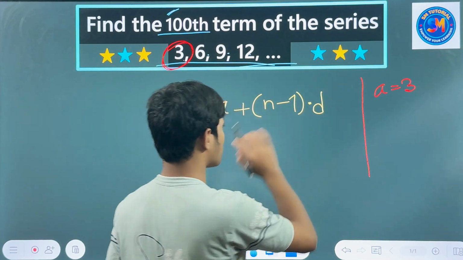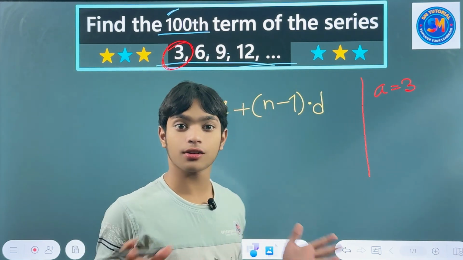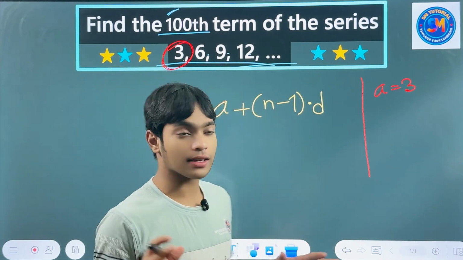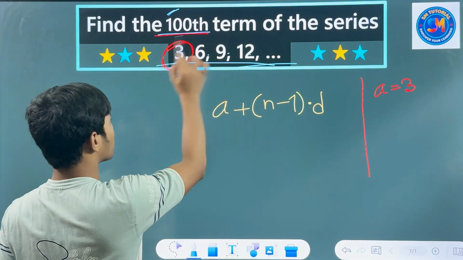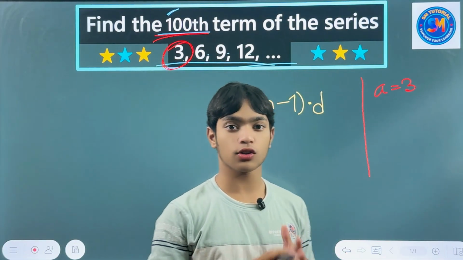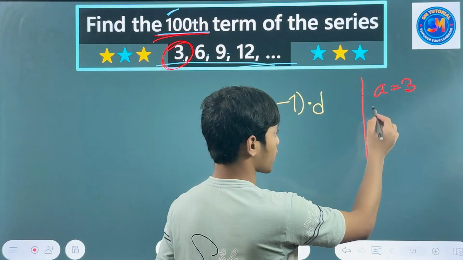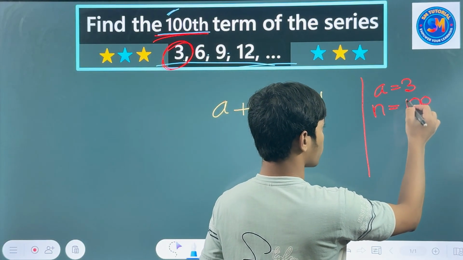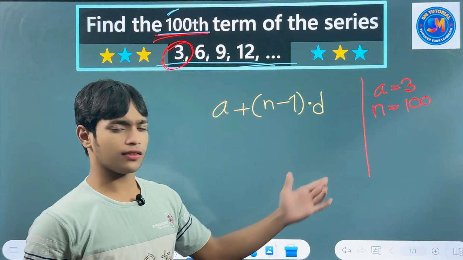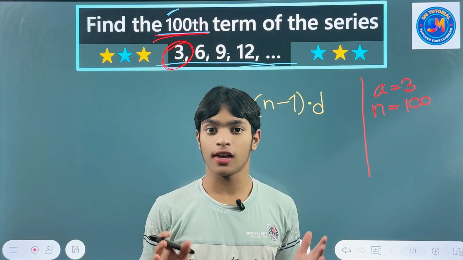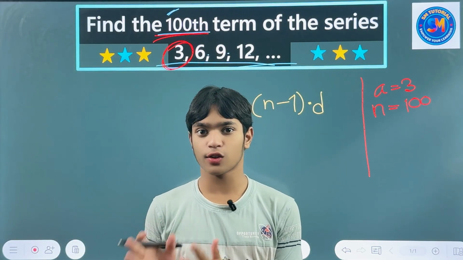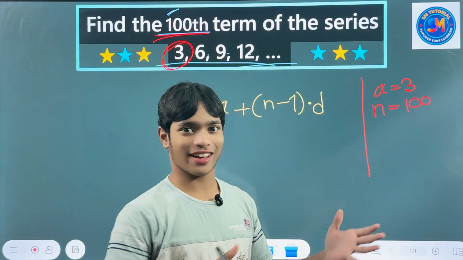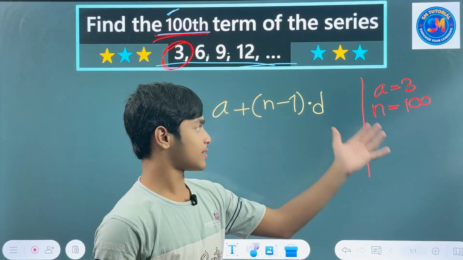Then you can see n. n means how many terms you need. Just like you need 100 terms, so you write n equals 100. Okay, let's write this first. n equals 100. Then d means difference. So d is set here as the difference.